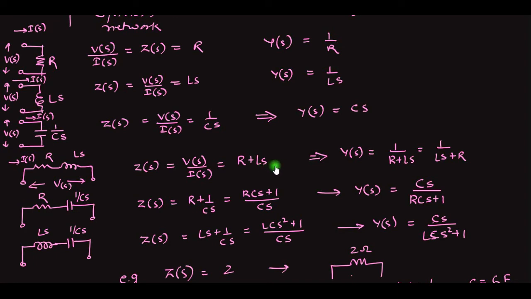Also the power of S is equal to the number of energy storing elements present in the circuit. Say here the highest degree of S is 1. This shows that it can only have either an inductor or a capacitor.